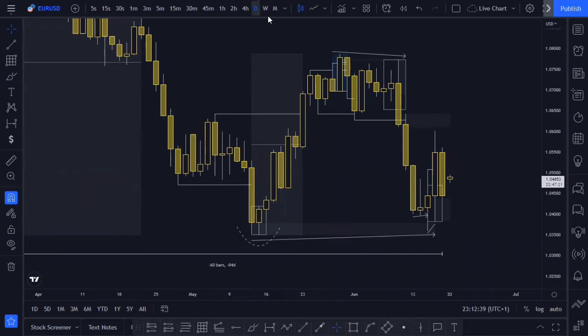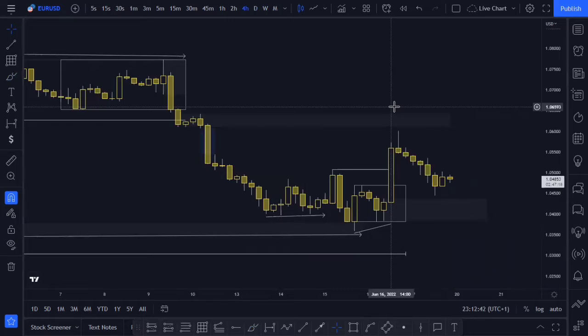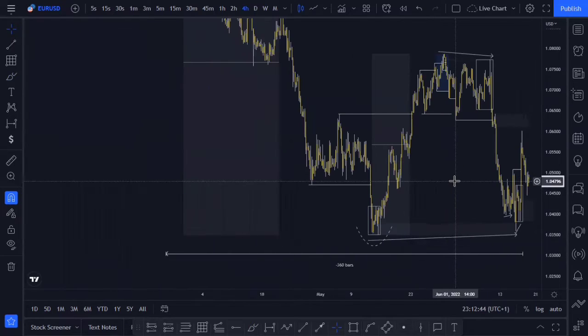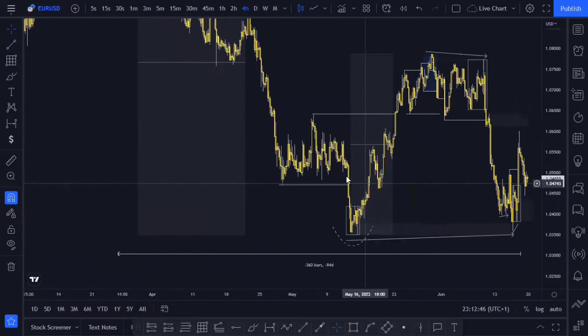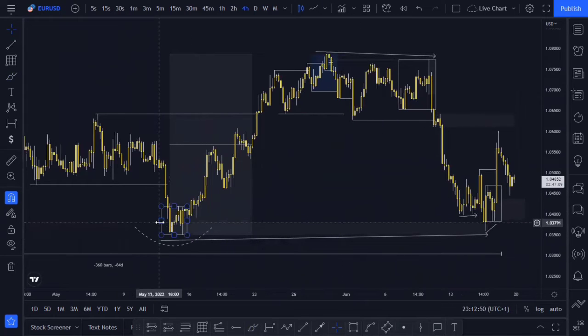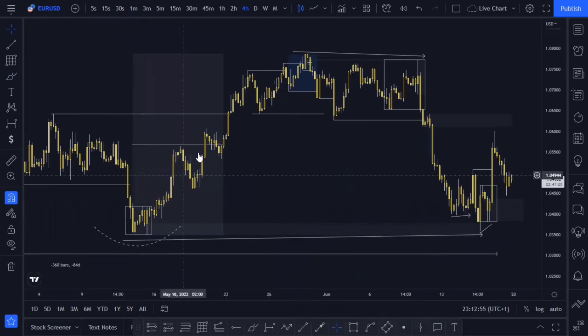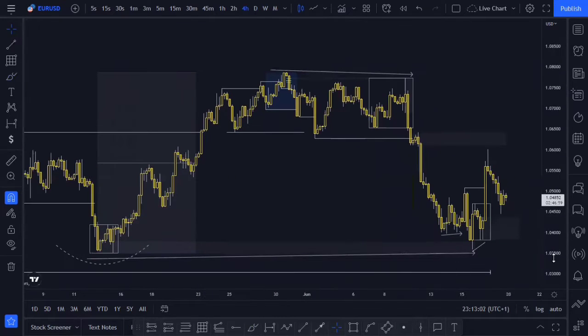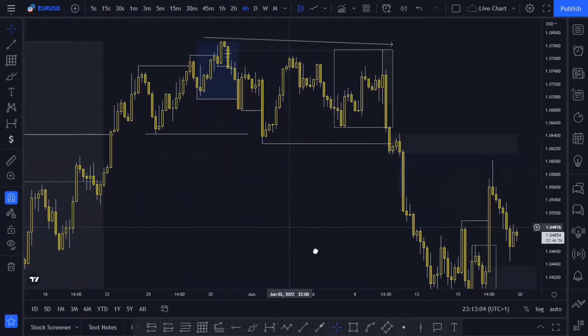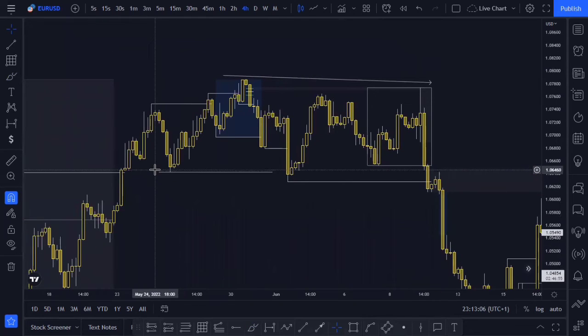So going down to the 4-hour time frame. On the 4-hour, this was the daily break of structure. This was our daily demand zone, this white box here, and this range on the daily, that's from the swing low. So now if you look at the 4-hour structure, this was the daily change of character, which is down here.